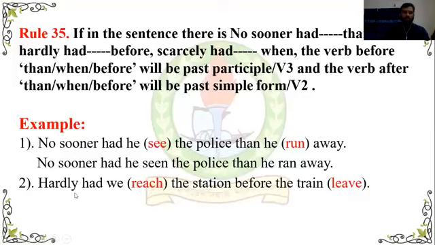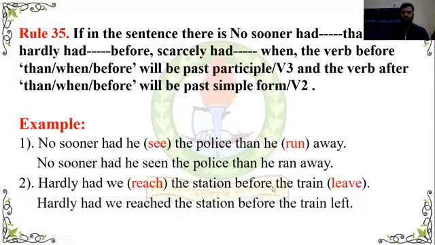Let's see another example. Hardly had we. The meaning is the same, but the structure is different. Hardly had we reached the station before the train left. Hardly had we reached, the past participle form of reach, the station before the train left, the past form of leave. I think it's clear to you.